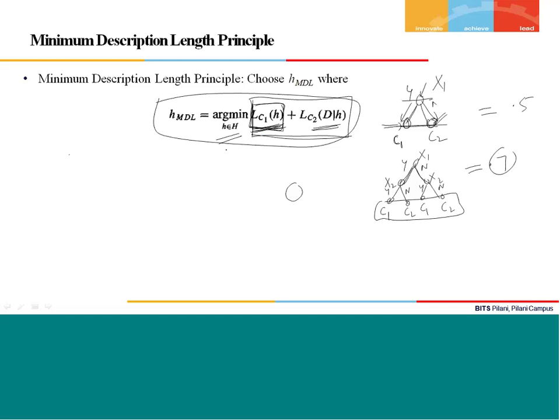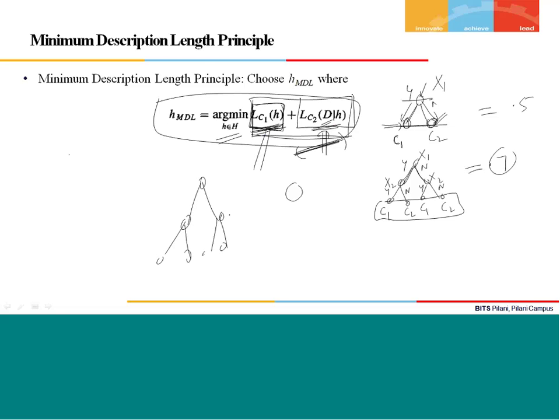But the trade-off is this: when you take shorter decision trees, the classification using those trees will be less accurate. Therefore, you need more bits to represent the accurate classification. But if you take larger decision trees, then you can classify much better.